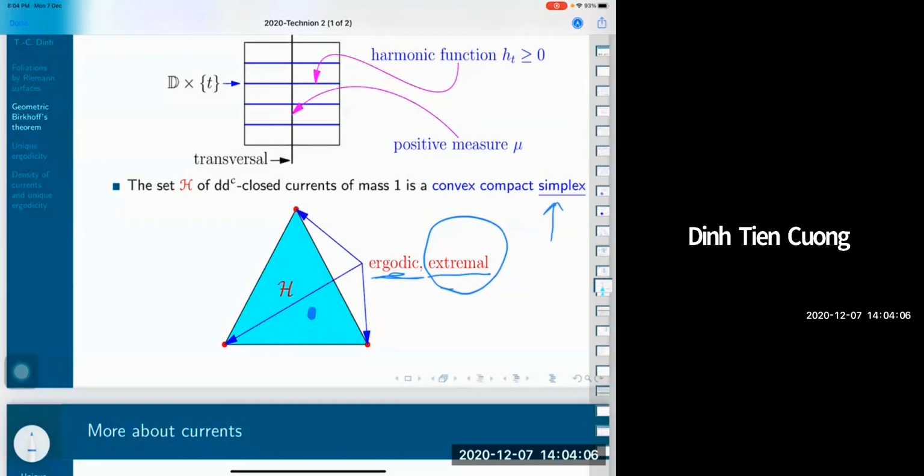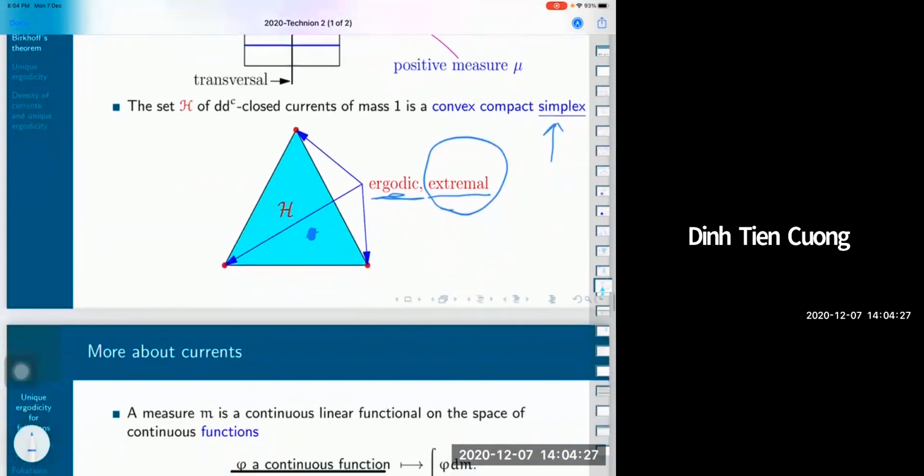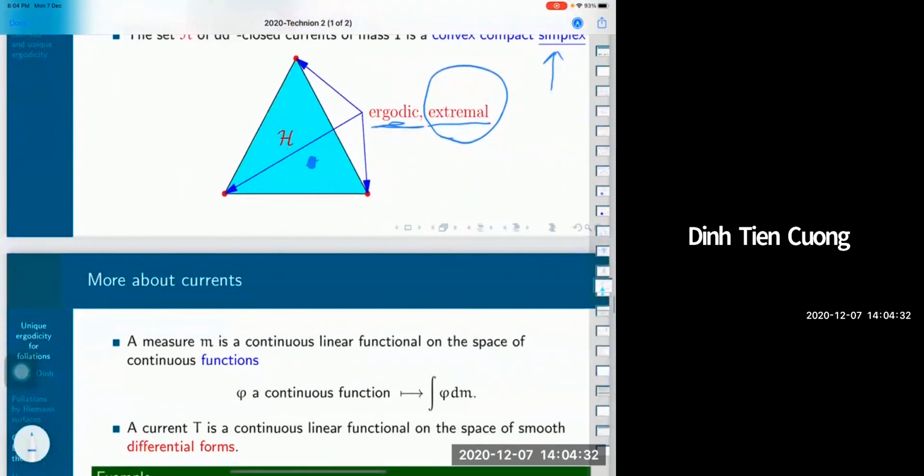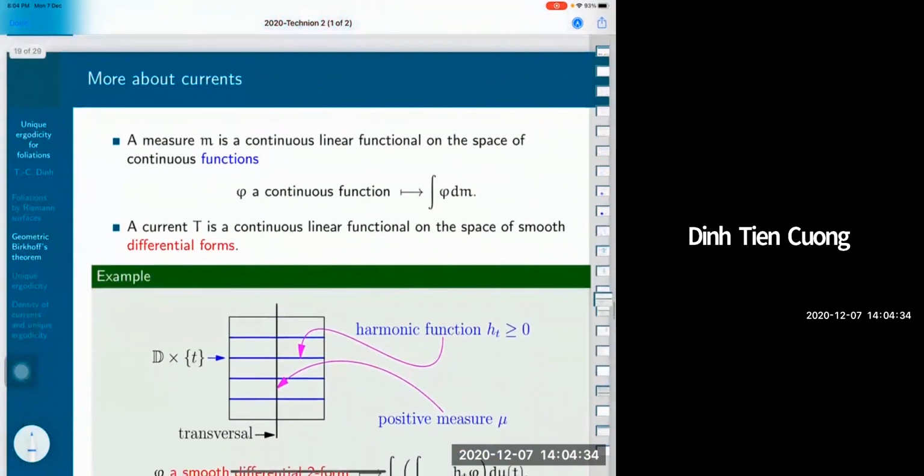So this is the meaning of simplex here. So take any point, so any harmonic measure, you can decompose this in a unique way as a combination of ergodic measures, as in the case of dynamical systems. Okay, so now I can give you a definition which is a little bit more formal about current.